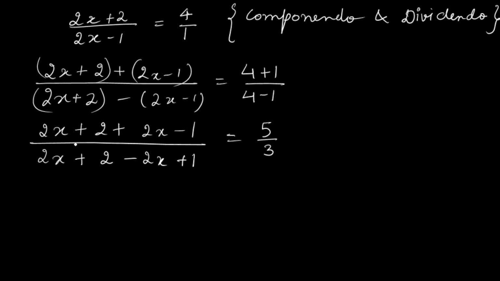Now we can solve it. So 2x plus 2x is 4x, 4x plus 1, and here 2x and 2x will get cancelled. So 2 plus 1 is equal to 3. So 4x plus 1 by 3 is equal to 5 by 3.